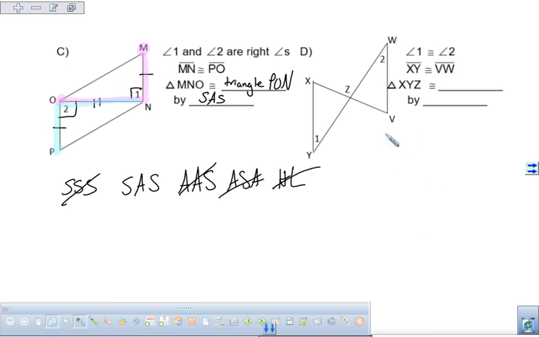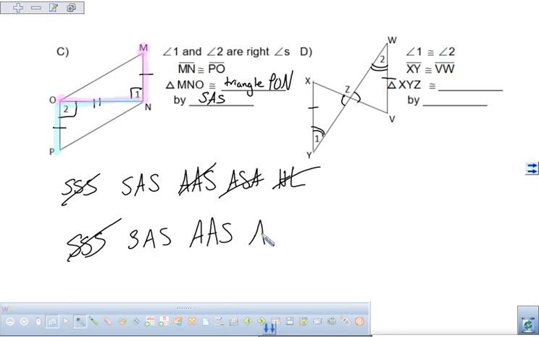On the next one, go ahead and mark your vertical angles. Then we know that angle 1 and angle 2 are congruent. And we know that segment XY is congruent to segment VW. So we're going to mark those. So we again know that we don't have all three sides, so we can mark that out. We again this time know that we don't have a right angle, so we can mark HL out.